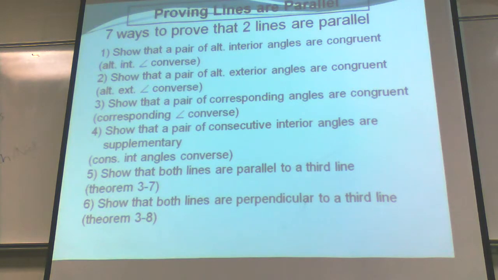Okay? So if you want to remind yourself, for theorem 3.7, you have to have 3 lines. For theorem 3.8, you have to have perpendiculars given to you. You have to start with perpendicular lines.